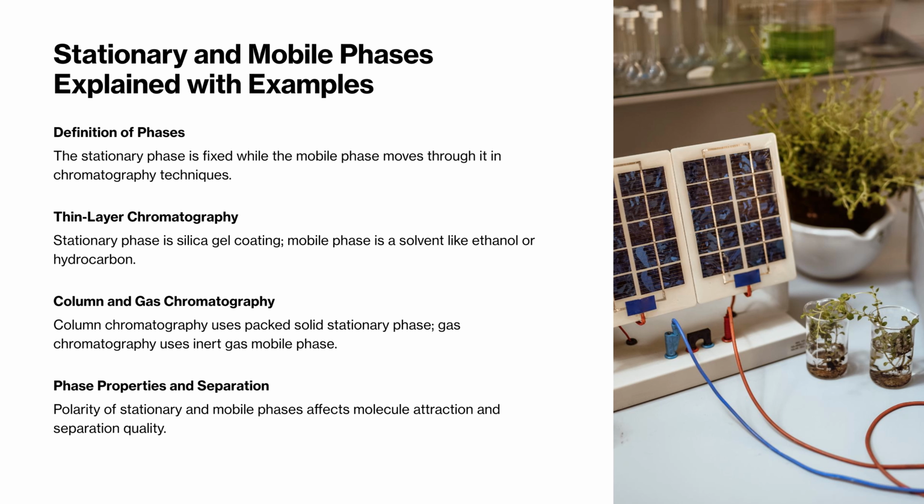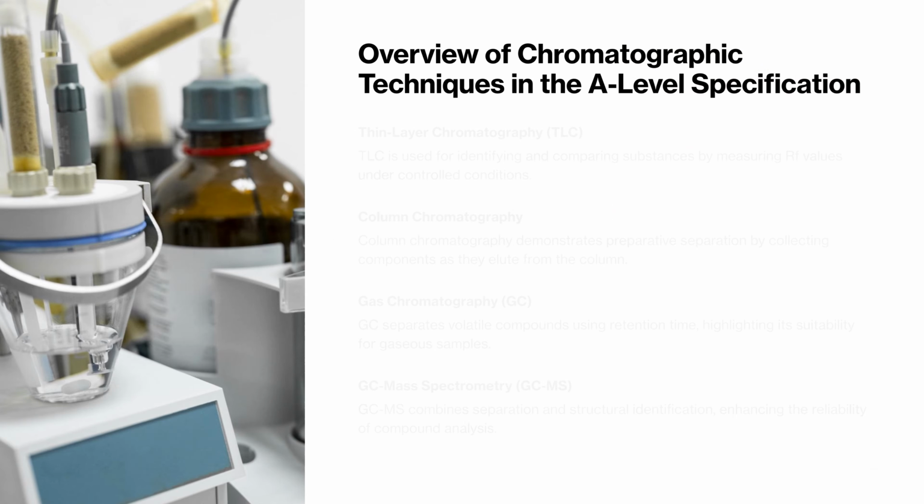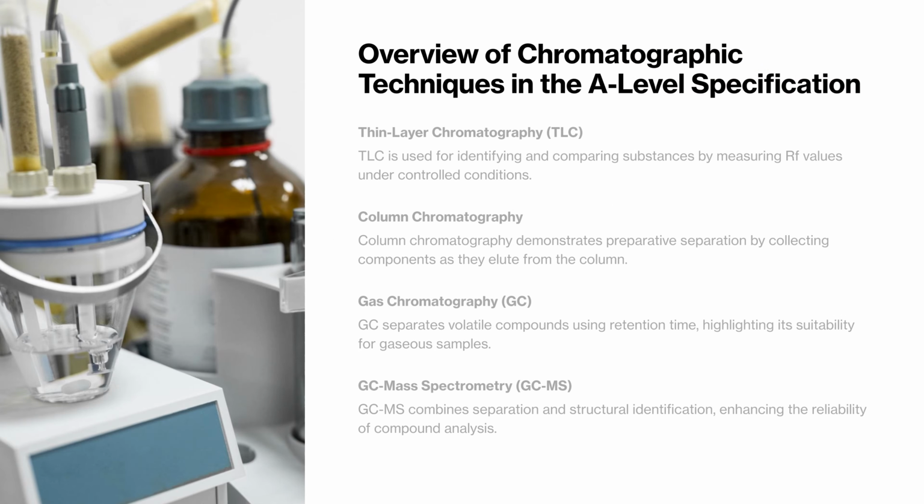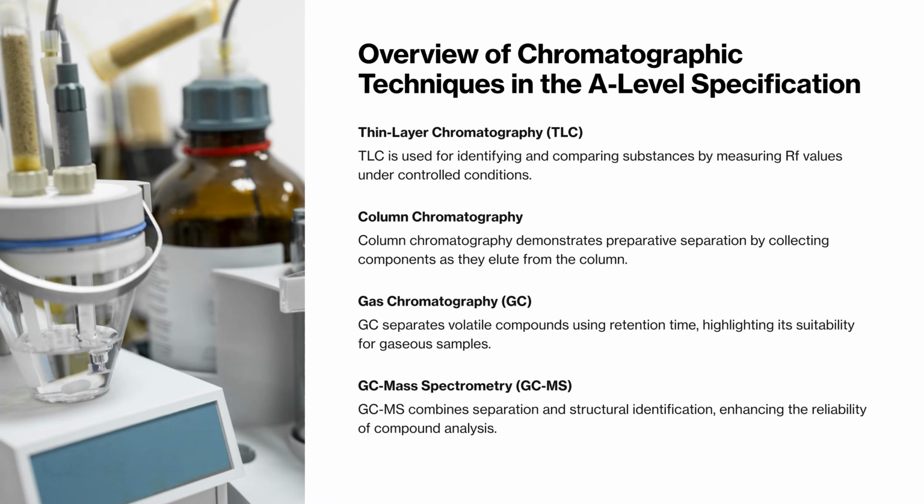In column chromatography, the stationary phase is packed into a vertical column, and the mobile phase flows downward under gravity or pressure. Gas chromatography differs in that the mobile phase is an inert gas like helium, while the stationary phase is a microscopic liquid film inside a coiled column. Thin-layer chromatography, TLC, is the most prominent and is closely linked to required practical work. It is used mainly for identification and comparison of substances using RF values.